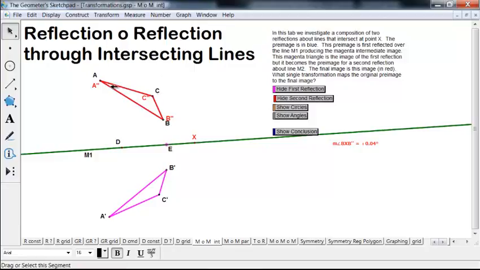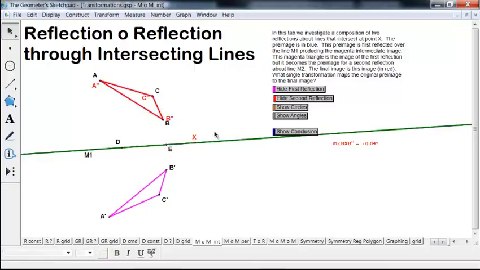So the first thing is we start with the preimage up here, A, B, C, which was in blue. We first reflect it over the line M1 to get the pink image of the first reflection, but then it becomes the preimage for the second reflection. Reflect it, and we end up right back where we started. So a reflection is its own inverse operation, or inverse transformation, because it takes every point right back to where it started.